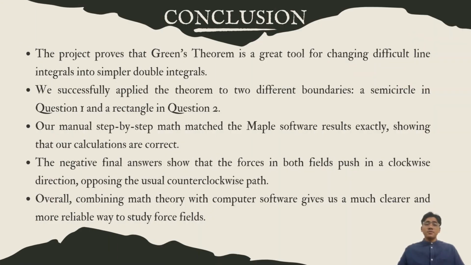In conclusion, this project successfully demonstrates the power and efficiency of Green's theorem in simplifying complex line integrals by converting them into double integrals over enclosed planar regions. Analyzing two distinct geometries, a semicircular region in question 1 and a rectangular boundary in question 2, shows that the manual step-by-step calculations are perfectly aligned with the computational outputs generated by Maple commands. The negative result obtained in both problems indicates that the respective vector fields exert a net clockwise circulation, meaning the field force generally opposes counterclockwise movement along the path.